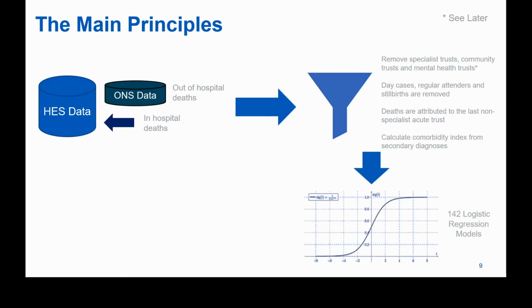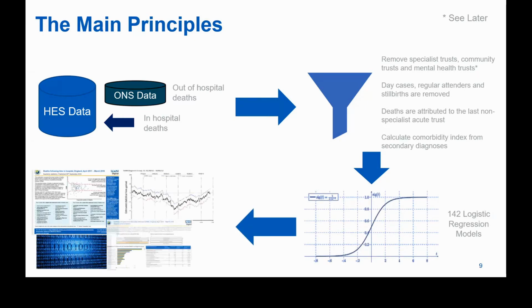We then build 142 logistic regression models, and this is repeated on a monthly basis. And we create a series of outputs associated with the SHMI. So some of them are reports on data quality, some of them are, as you can see there, VLAD chart, which I'll describe in a bit more detail later. We create a one-page summary and we also output some data. Again, I'll go over in more detail the specific outputs later.